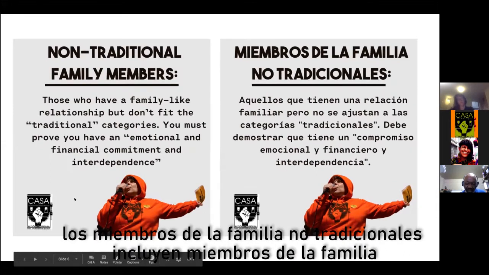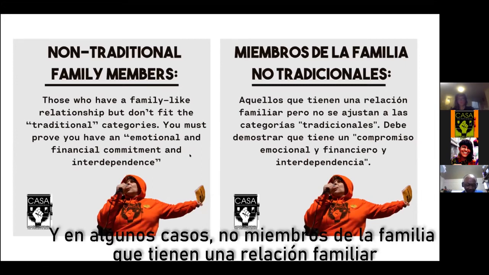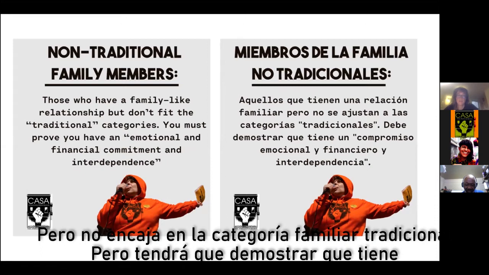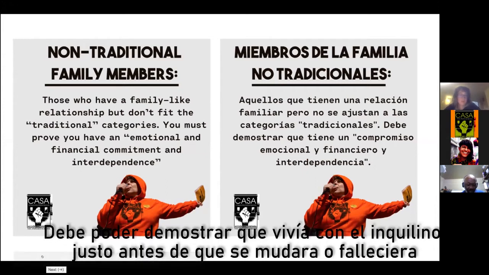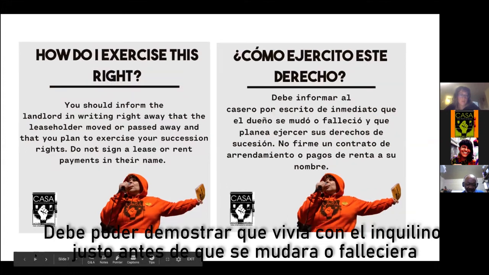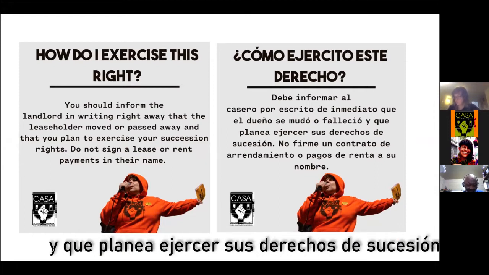Non-traditional family members include family members and, in some cases, non-family members who have a family-like relationship but don't fit in the traditional category. But you will have to prove that you have both an emotional and a financial and independent commitment between the tenant and yourself. You must also be able to show that you were living with the tenant right before they moved out or passed away. And you should inform the landlord right away that they moved on or passed away, and that you plan to exercise your succession rights.